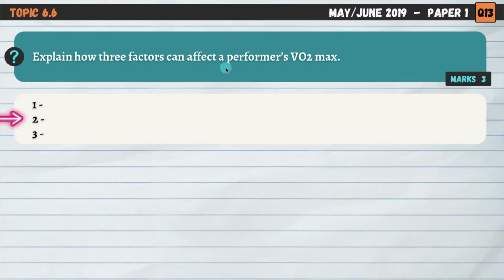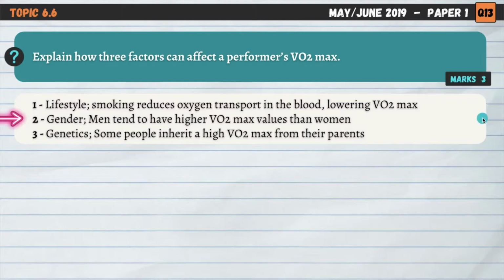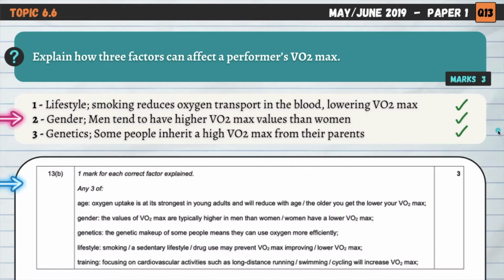Explain how 3 factors can affect a performer's VO2 max. So 6.6 is on VO2 max. There aren't that many questions that tend to come up on VO2 max, but we've got a couple to go through here. So you need, in addition to learning the definition of VO2 max and what it means and how it relates to cardiovascular endurance, you need to know the factors that affect someone's VO2 max. And there were a range we could have chosen from: age, gender, genetics, lifestyle, and training.